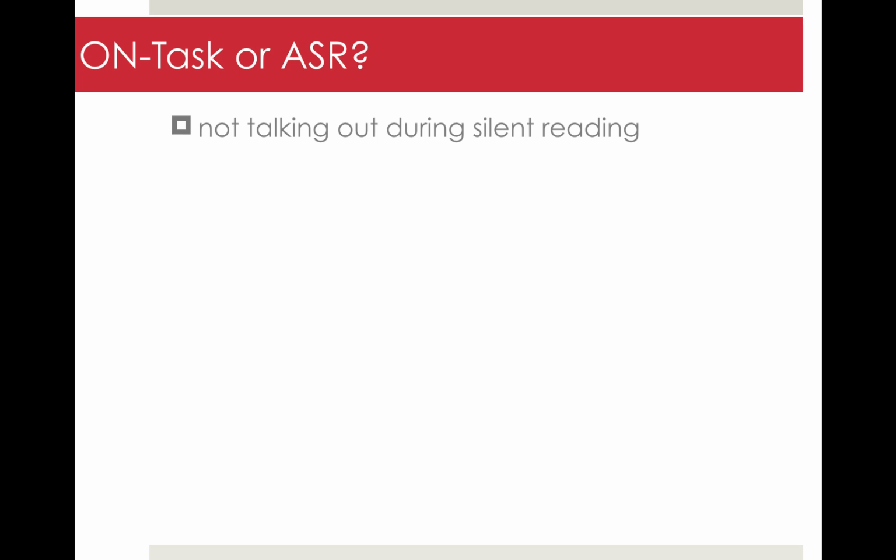Right? Silent sustained reading, you're not necessarily seeing or hearing. Therefore, this is only on task. It's not an active student response. Right. So finishing math problems, is this on task or ASR? So to be more specific, finishing math problems correctly. So this is ASR because it's something that we can see, right? So we're assuming there's a worksheet here. So you'll be able to see if the student was making active student responses by looking at their math worksheet to see if they finished the math problems.